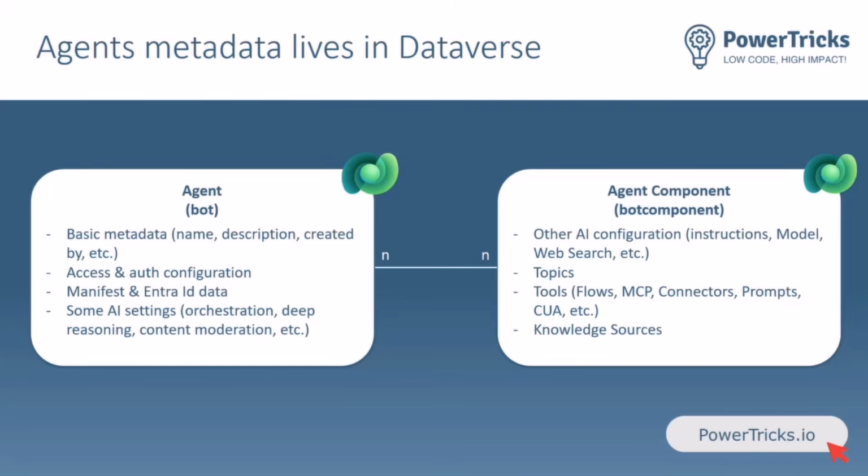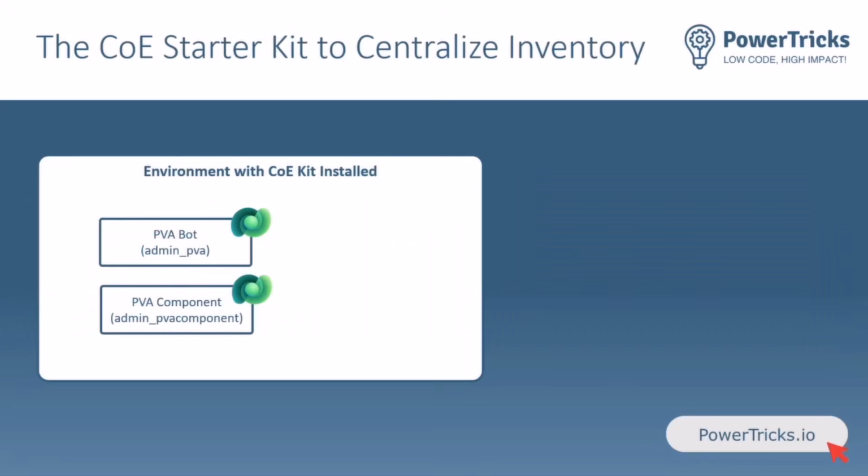Now, the other way to get this information, it's a lot more traditional, it's a lot older, is the CoE Starter Kit. So essentially what the CoE Starter Kit does is, for the ones who don't know, you install the kit in an environment, you have some global inventory tables for agent and agent component. The tables are PVA bot and PVA component. That gives you an idea of how old those tables are, the times of PVA.